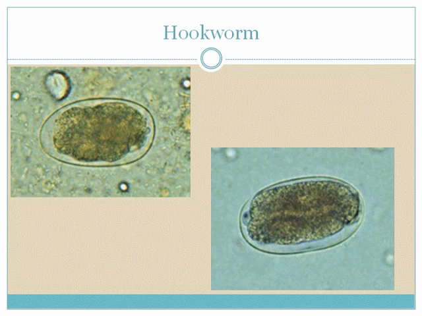Here we have hookworm eggs. They're oval, colorless. They have a very thin shell. Again, we can't differentiate between Necator americanus and Ancylostoma duodenale. We just say hookworm egg.